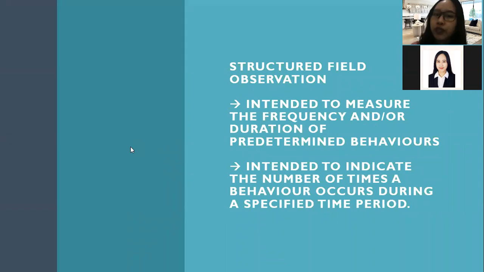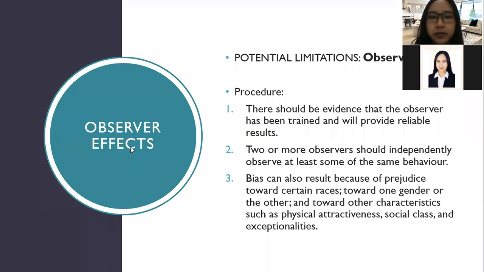And then there's structured field observation. This is a natural observation because it is intended to measure the frequency and or duration of predetermined behaviors. And then it is intended to indicate the number of times a behavior occurs during a specified time period. So this is of course a quantitative study. It uses structured field observation.